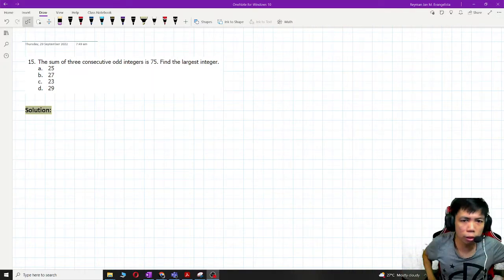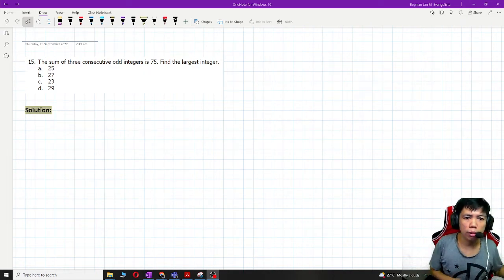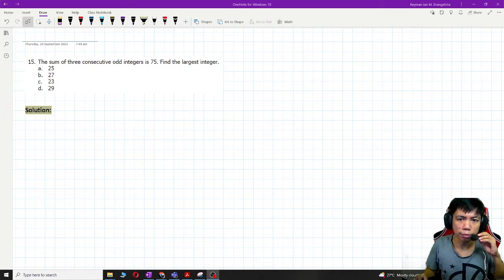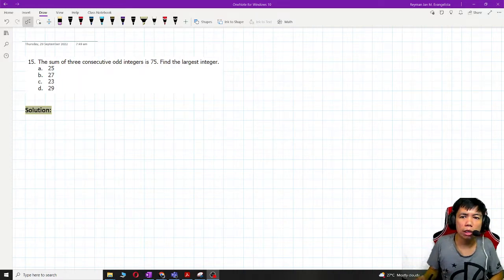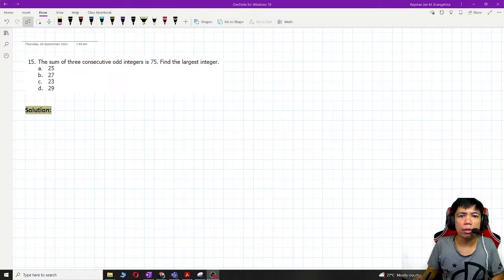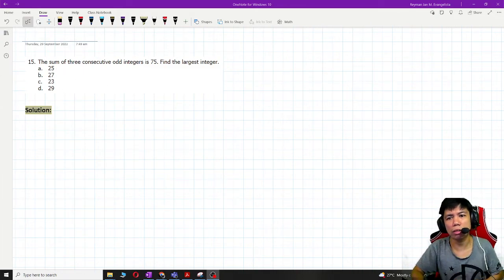Alright, so go tayo sa number 15 of Algebra 2. So, actually nasa worded problems na tayo guys na. So, the first type of worded problem here na is about integers na or digits sa problem na. Okay? So, number 15, the sum of three consecutive odd integers is 75.